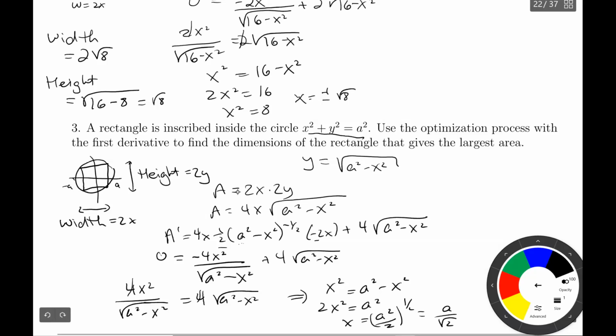Alright, so now I'm going to find the y value. Here it is right here. So I can have the square root of a squared minus a squared over 2, with x equal to a over root 2.